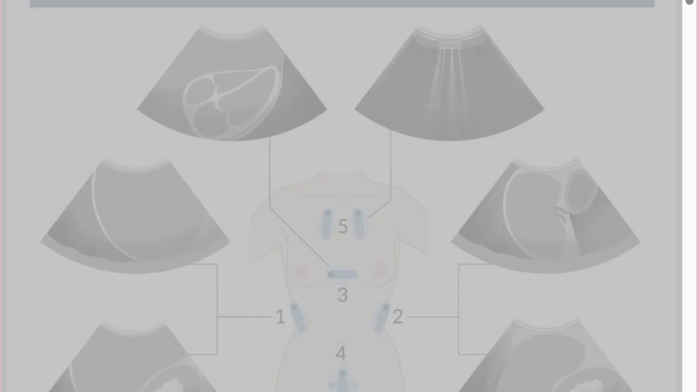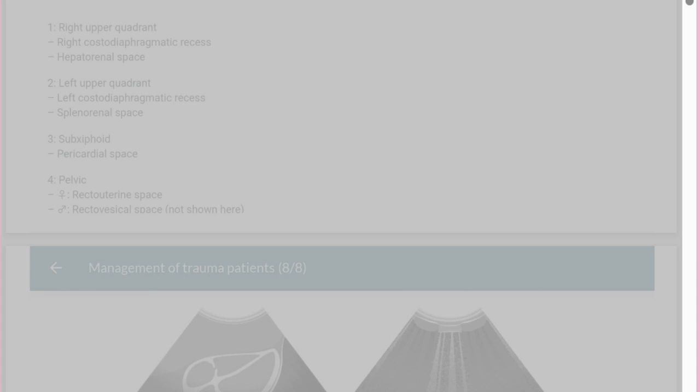Management of trauma patients, 8/8. EFAST, main areas of interest. 1. Right upper quadrant: right costodiaphragmatic recess, hepatorenal space. 2. Left upper quadrant: left costodiaphragmatic recess, splenorenal space. 3. Subxiphoid: pericardial space. 4. Pelvic: rectouterine space and rectovesical space, not shown here.